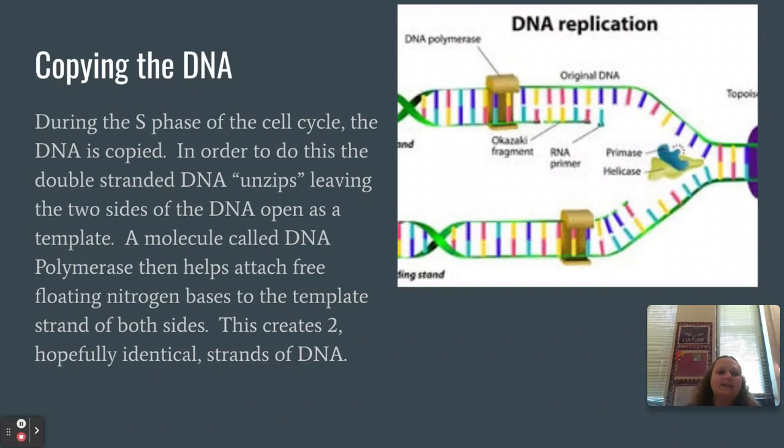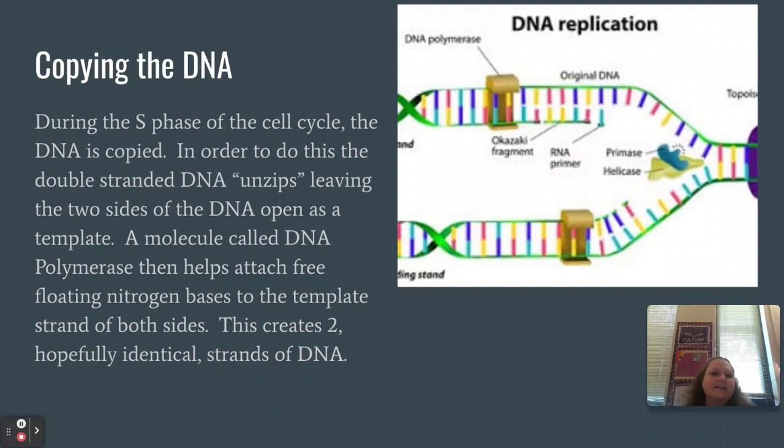So the DNA, to be copied, needs to be unzipped, literally exactly what you see here in this picture. There's a molecule called helicase. The DNA helicase is going to break those little hydrogen bonds, and it's going to separate the molecules of DNA from each other. The DNA polymerase is then going to come along, and it's actually going to help add these free floating nitrogen bases to the original DNA strands.